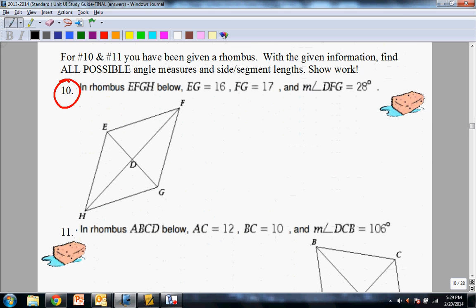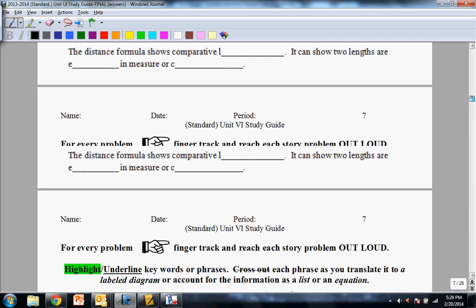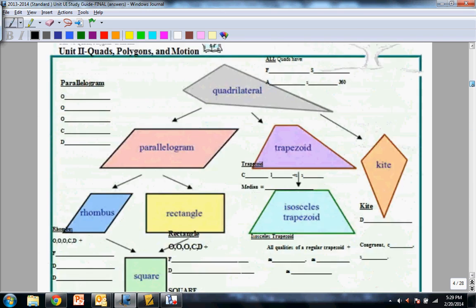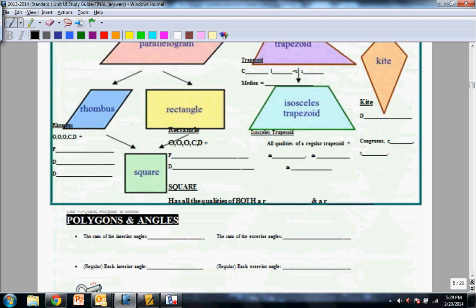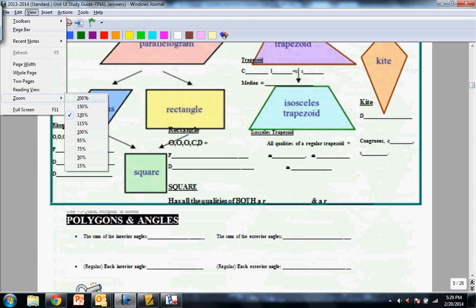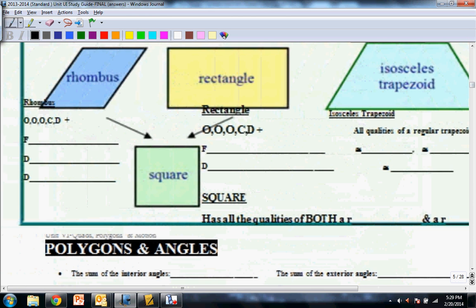Okay, so for 1011, it says you've been given a rhombus. With the given information, find all possible angle measures and segment and side lengths. Show your work. So before we do anything else, let's mark everything we know about a rhombus. This is why you have to memorize this first page here. We have to know what we know about a rhombus. So let's go through this list.